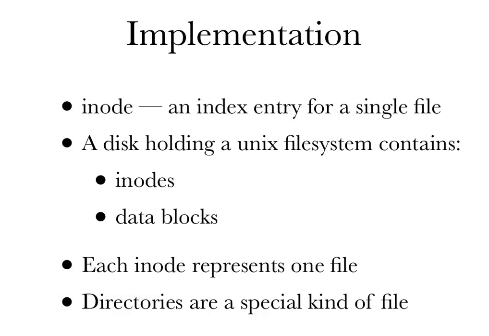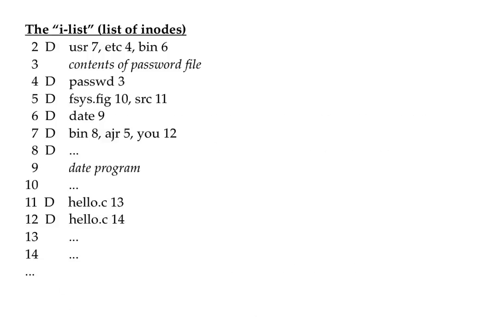A directory is a list of records or structs, or pairs if you prefer, which are simply a file name and an inode number for that file. Here's an example ilist, the list of all inodes.